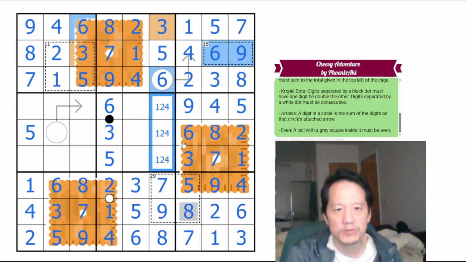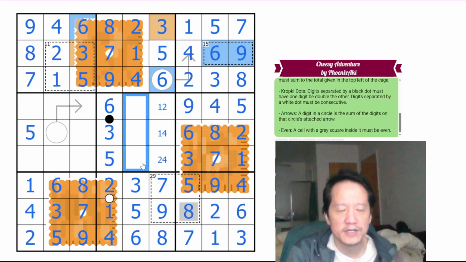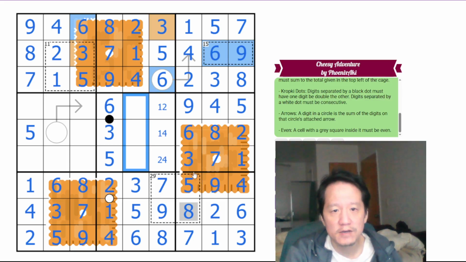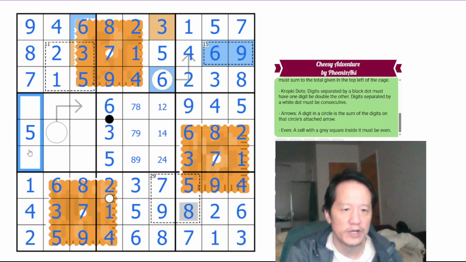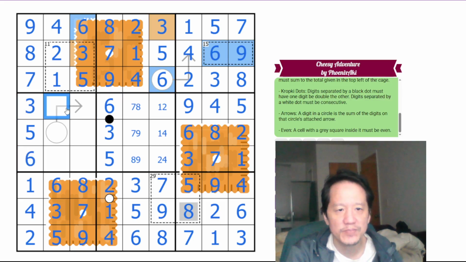Okay, that's still pretty broad. This can't be 4, this can't be 2, that can't be 1. Remaining digits in column 5 are 7, 8, and 9. Okay, this can't be 9, this can't be 8, and that can't be 7. Remaining digits in column 1 are 3 and 6. This can't be 6 because of this 6. So this is 3, this is 6.